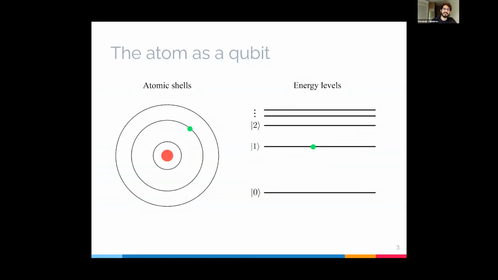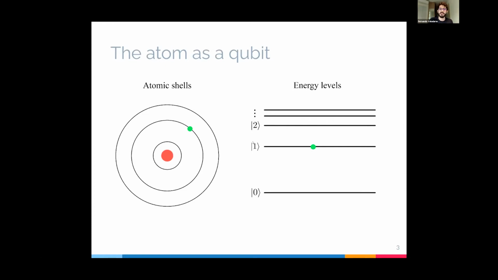So as a first example, I'm going to show the atom as a qubit. In chemistry, we learned that the nucleus of the atom is surrounded by these orbitals, electronic orbitals, that we also call electronic shells, as you see here. I'm going to label these shells from the lowermost energy to the higher energy by these numbers, these states here. So state 0 is the state with the lowest energy, then state 1, then state 2, and so forth. So the electron can jump between these orbitals.